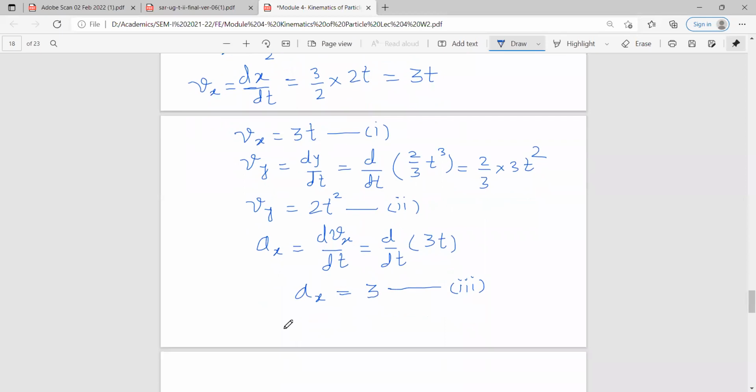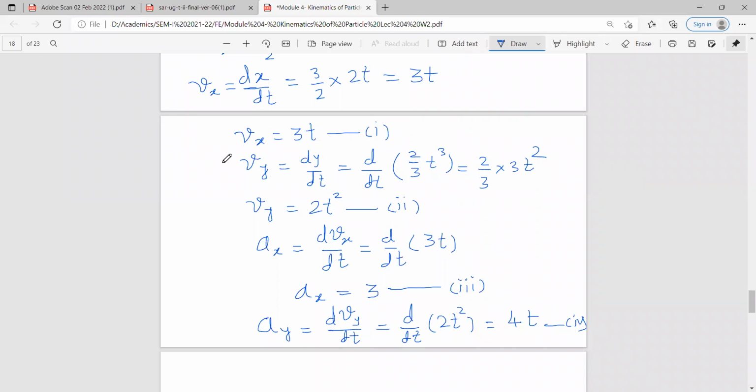Next you calculate acceleration in y direction. So rate of change of velocity in y direction with time, so it is d by dt. What is the velocity in y direction? From equation 2, velocity in y direction is 2t square. So the answer is 4t, yes, correct. So you will find that acceleration in y direction is not constant. It is a function of time. Okay. So these 4 we have found.